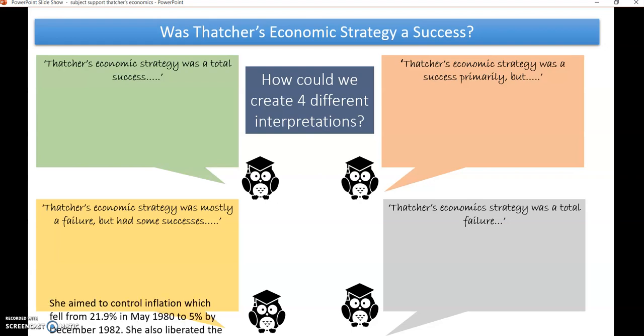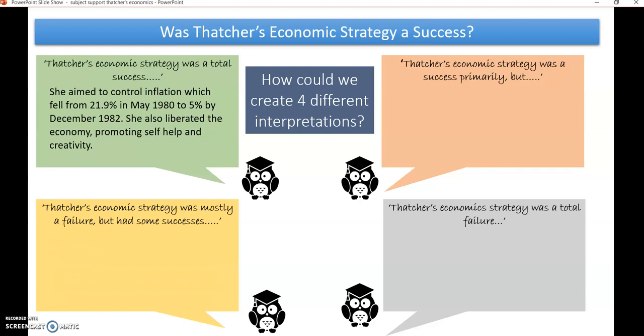So if we have a look at the green box, if I wanted to say that Thatcher's economic strategy was a total success as a historian, I might say, well, yep, she controlled inflation, she liberated the economy, she promoted self-help and creativity. So I'm just picking out all the positives there. But that is a valid interpretation, it's evidence-based, it's just that I've got a very narrow focus.